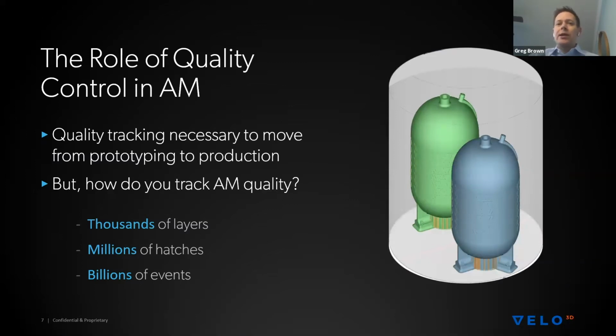So how do you actually track AM quality? Like I said before, it's a welding process. In that fuel tank shown on the right, the tank is made up of, I think in this case, something like 5,000 layers.